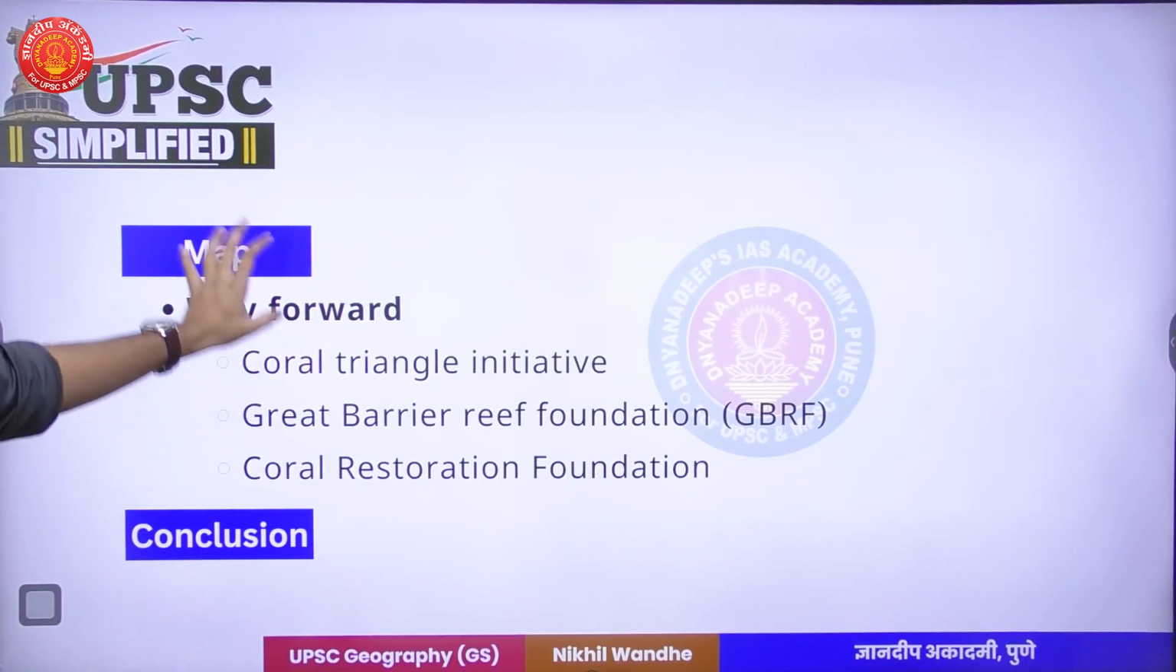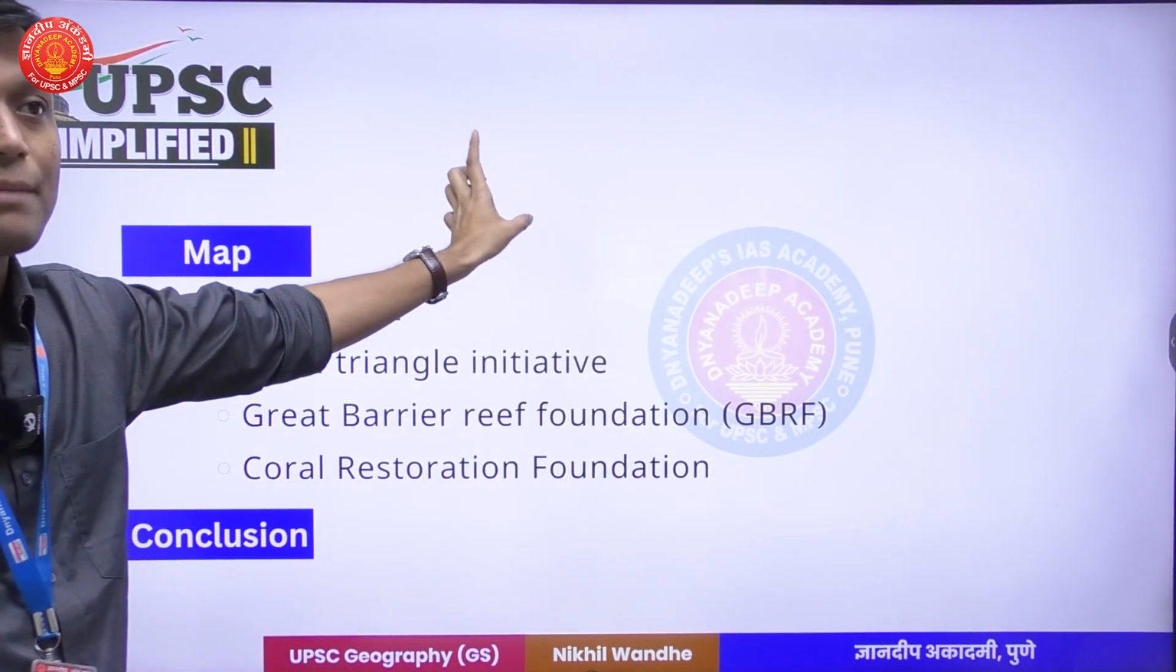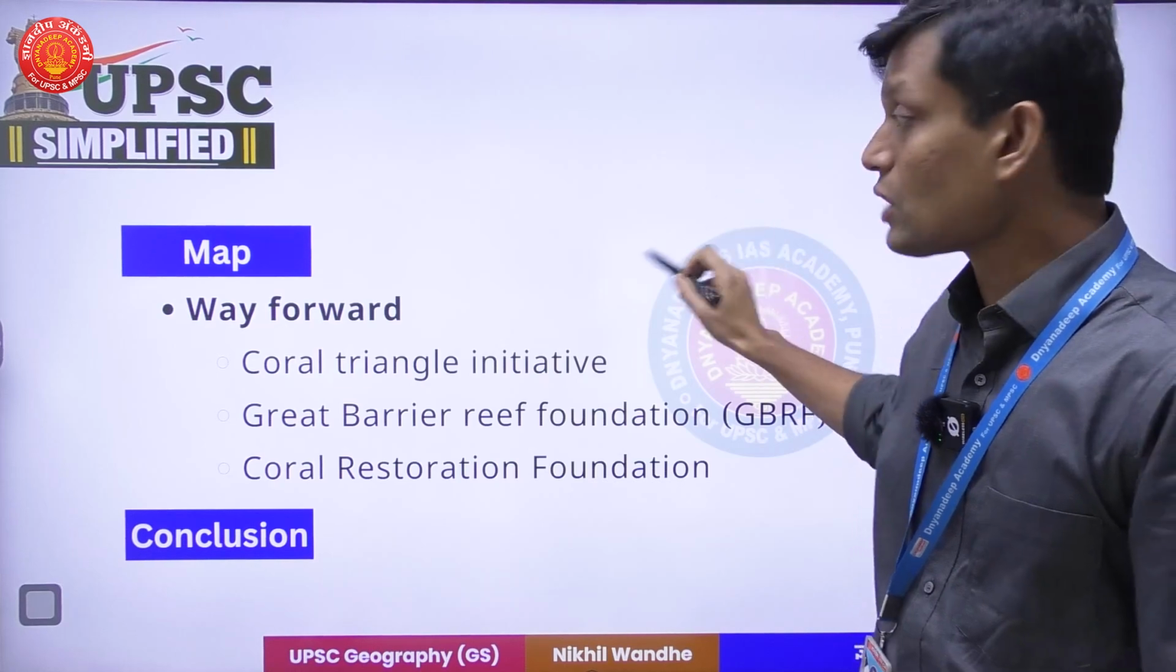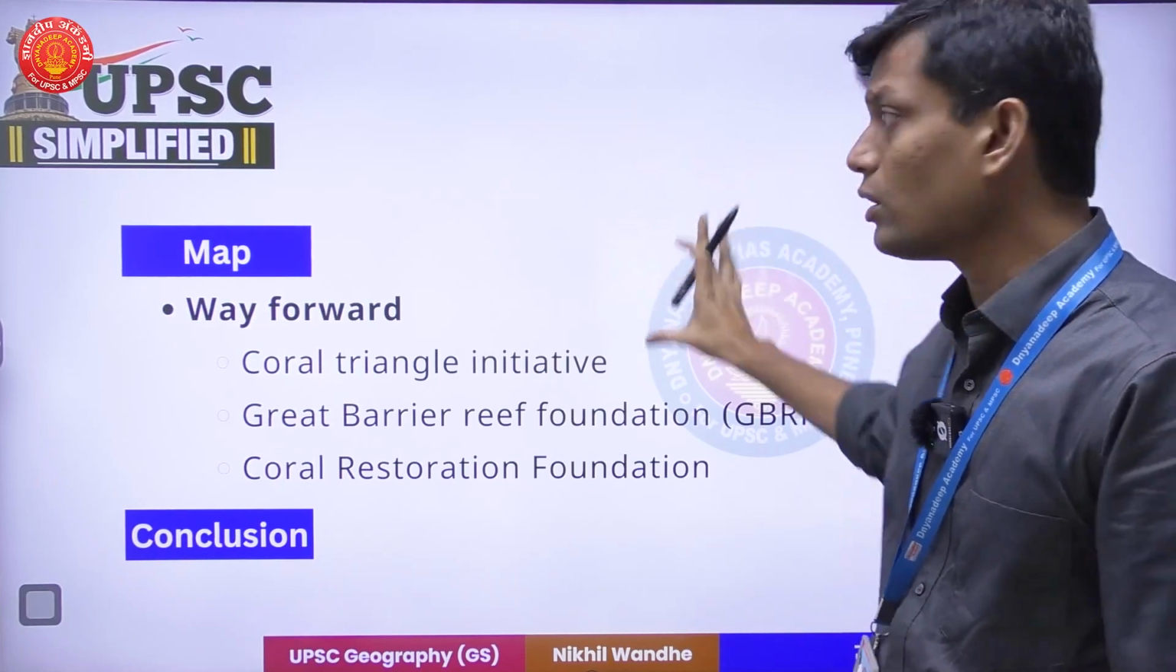Now I can have a map, just draw a map, and wherever we are having losses in corals or issues with coral, show these areas on these maps, right? So I have not drawn a map, but you are supposed to draw a map.